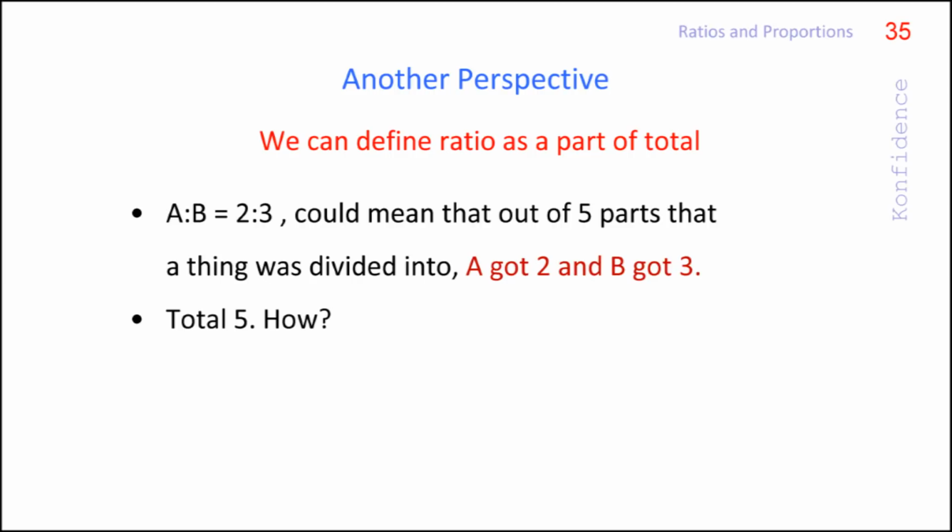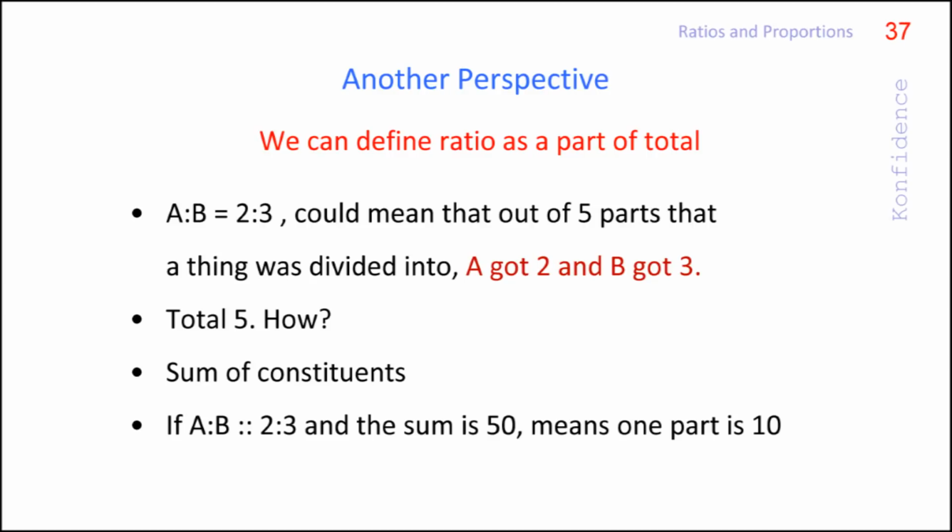How did we know that it was divided into 5 parts? 2 parts of A plus the 3 parts of B will make it a total of 5 parts. Simple. Hence, we get a relation that the total number of parts into which something is divided is a sum of the constituents of the ratios. So, if A is to B equals 2 is to 3 and the sum is 50, it means that 50 has been divided into 5 parts.